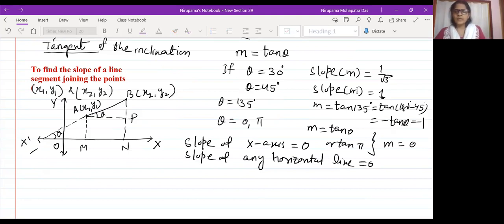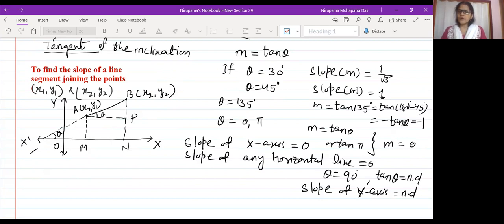And similarly, slope of y-axis. So when theta equal to 90 degrees, tan theta is not defined. So it means slope of y-axis is not defined. It means slope of any vertical line will not be defined, because if the line is vertical, it is perpendicular to x-axis.